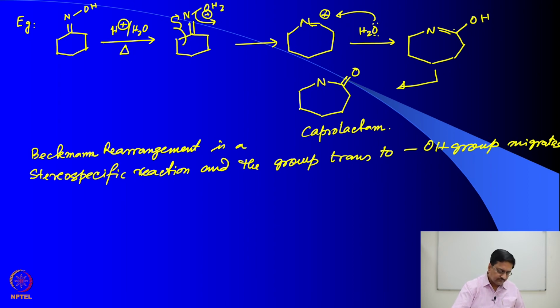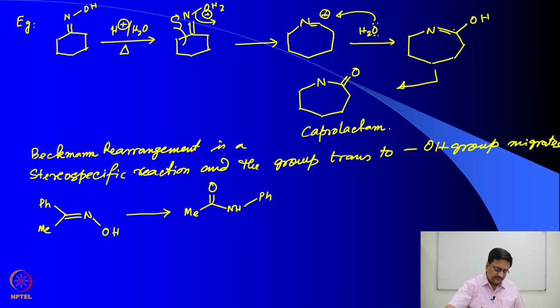So, if we have a compound where phenyl and methyl groups are present and the oxime is such that the phenyl is in the trans position with respect to the OH group, then the product would be this one. And if the methyl group is in trans position with respect to the OH group, then this will be the product.